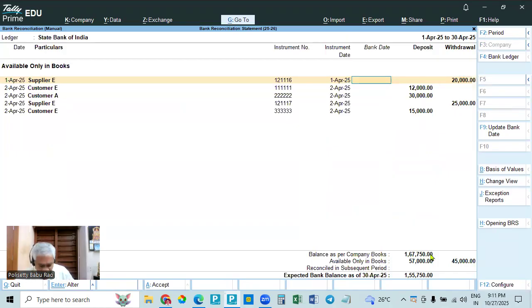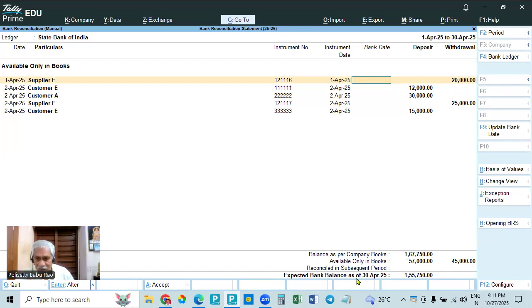So 167,750 is the balance in our bank. That is in our book, that is the balance. So these three are in the bank. So they are not available in the bank. This is called a deposit. So these deposits, these withdrawals are not available.